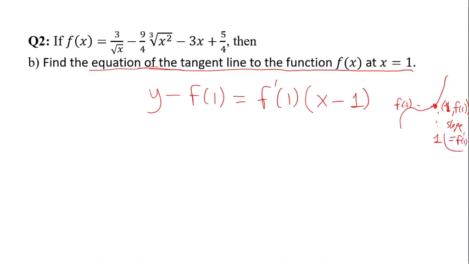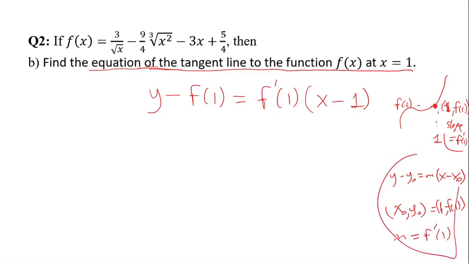Do you remember this? y minus y0 equals m times x minus x0. Here (x0, y0) is our point, (1, f of 1), and the slope is this f prime 1. So it comes from here. Anyway, after this reminder, this is the tangent line, and we are talking about the slope and the point here. Now we want to find this equation.